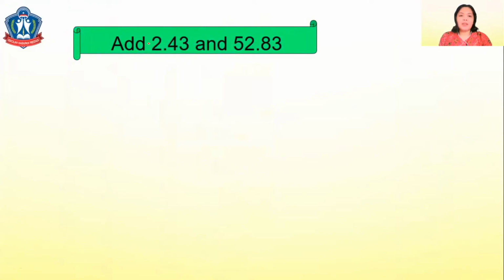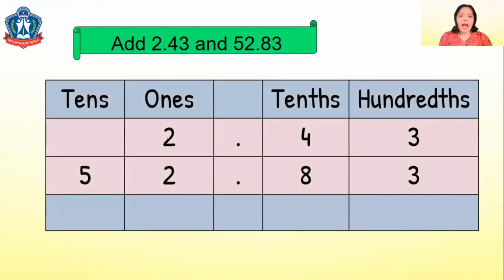Another example, we have 2.43 and 52.83. Take a look. Our first number has ones, but our second number has no tens. The same. All you need to do is align the decimal point. So add the hundredths first, then the tenths.